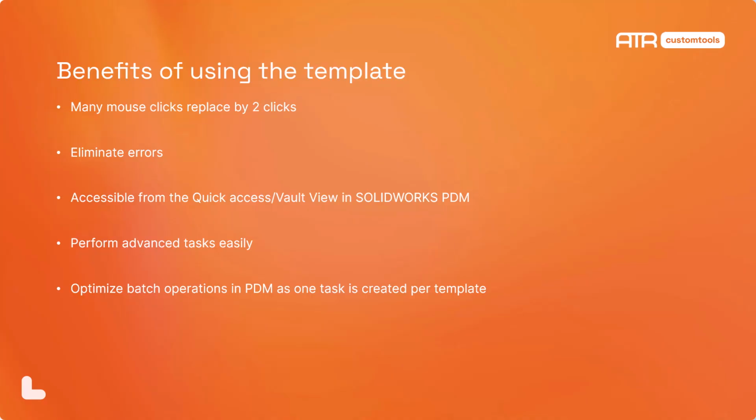For example, if a drawing needs to be converted into 3 different file formats and printed in A4, without the template you will end up with 4 separate tasks in PDM. For each of those tasks, PDM opens and closes the drawing. With a template, the drawing is opened once and processed accordingly, as the template will only create one single task inside SolidWorks PDM.